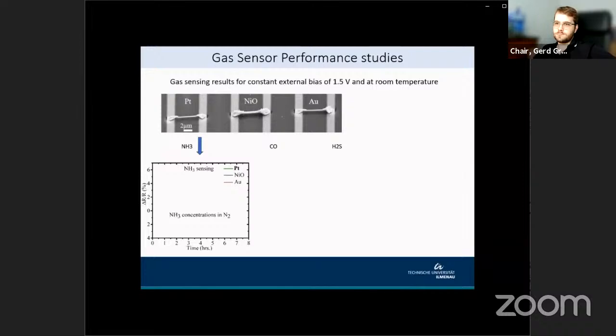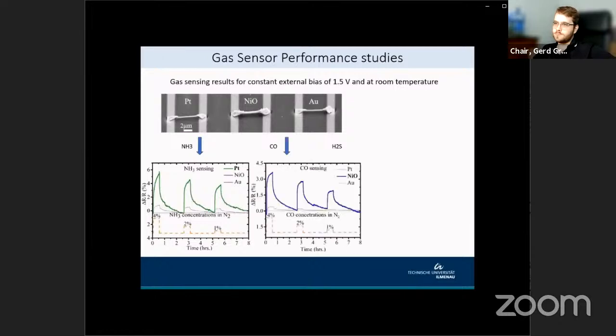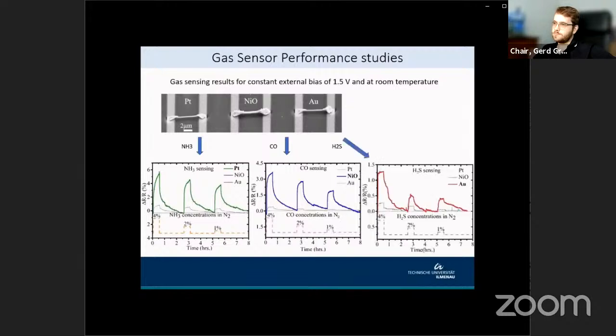So for ammonia gas, for instance, we make in real time a plot where 3 different concentrations of ammonia gas is taken in nitrogen, and a real-time plot for relative change in resistance is plotted, and this relative change is defined as the sensitivity of our sensors. Not only for ammonia, but we do testing for other gases. For instance, for carbon monoxide, we saw that nickel oxide is the most sensitive bridge, and for hydrogen sulfide, gold bridges are the ones which were giving the best performance.